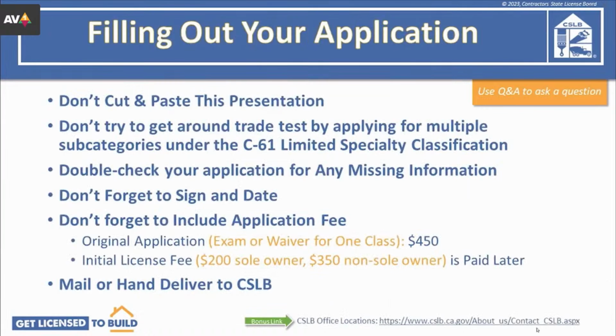One other note, CSLB gets more than 1,000 applications each month, so our application processing staff has seen it all. They've got 2 pieces of advice. First, don't cut and paste from this presentation. Also, don't try to get around having to take a trade test by applying for multiple subcategories under the C61 Limited Specialty Classification. Okay, that is the content you'll need to fill out your application. Before getting it to CSLB, double check it to make sure you didn't miss anything. Be sure to sign and date it as well.